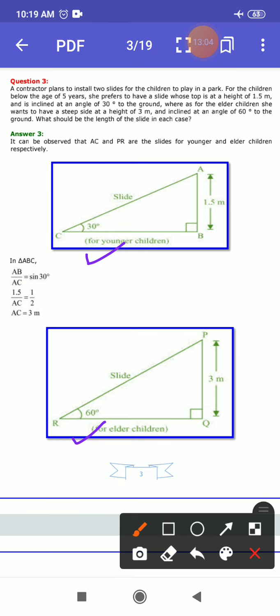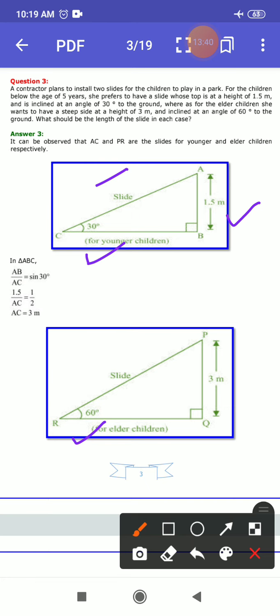So the height of the slide is 1.5, and this is the sliding part where you slide. When you climb 1.5 meter, after that you slide here. In this way you play with these things. Here you have to find the length of the slide. So first of all you have to find the length of the slide here.